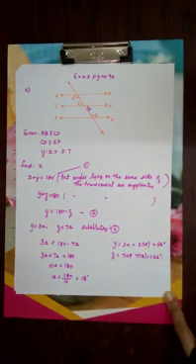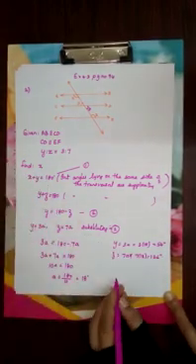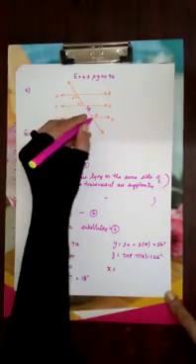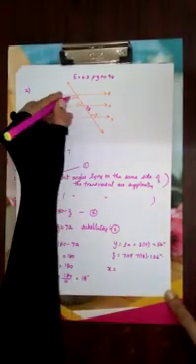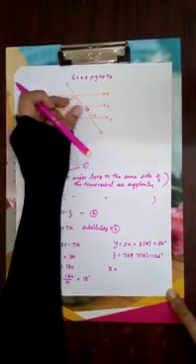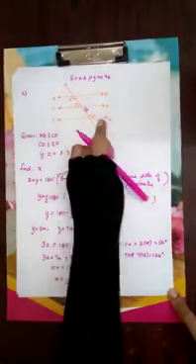What are they asking us to find? They have asked us to find X. How can we find X? X will be equal to Z. Why are we saying X is equals to Z? Alternate interior angles are equal. Yes, because AB is parallel to CD and CD is parallel to EF.